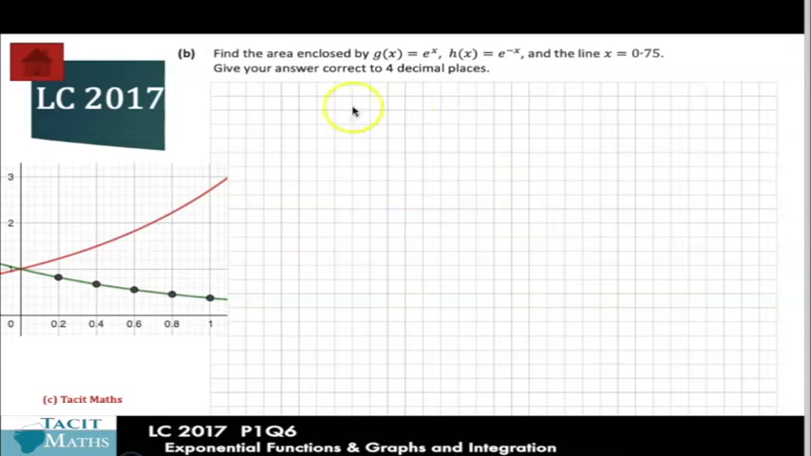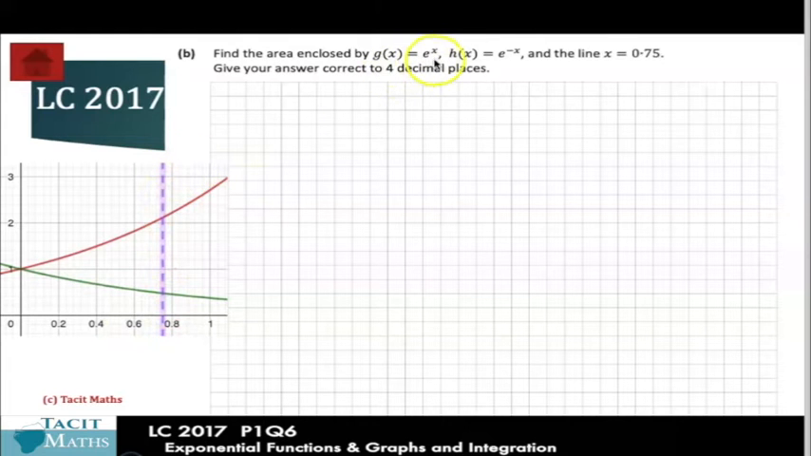Now part B then, so we want to find the area enclosed by this graph and the line x equals 0.75. Okay, so the first thing to spot is that the line x equals 0.75 is that. That's something a lot of people don't spot. That's actually the equation of that line. If it was y equals 2, we'll say, it would be that line there through 2. If it was x equals 1, it would be that line there vertically up through 1. Whereas if it's x equals 0.75, it's that line up through 0.75.